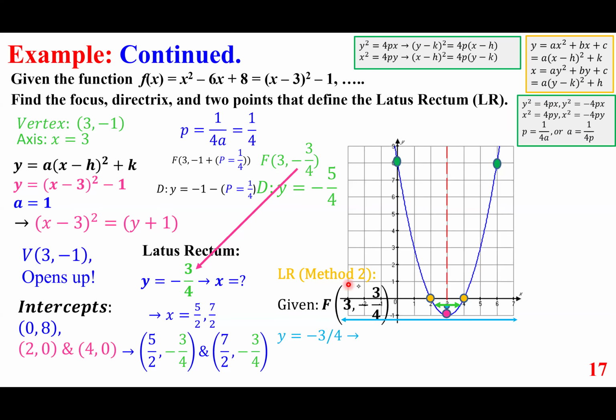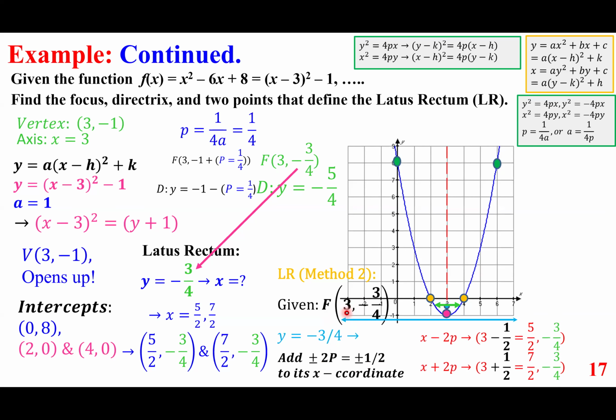So the second method is easier. Given the focus, which has coordinates (3, -3/4), y remains unchanged at -3/4. So at this point, this point, this point, they have the same y coordinate. Add plus or minus 2p, that means plus or minus 2 times 1/4, which is 1/2, to its x coordinate. So add 1/2 and subtract 1/2 from 3. So 3 minus 1/2 gives you 5/2, plus 1/2 gives you 7/2, the same thing. I think this is a lot faster and easier to find. A quick recap.